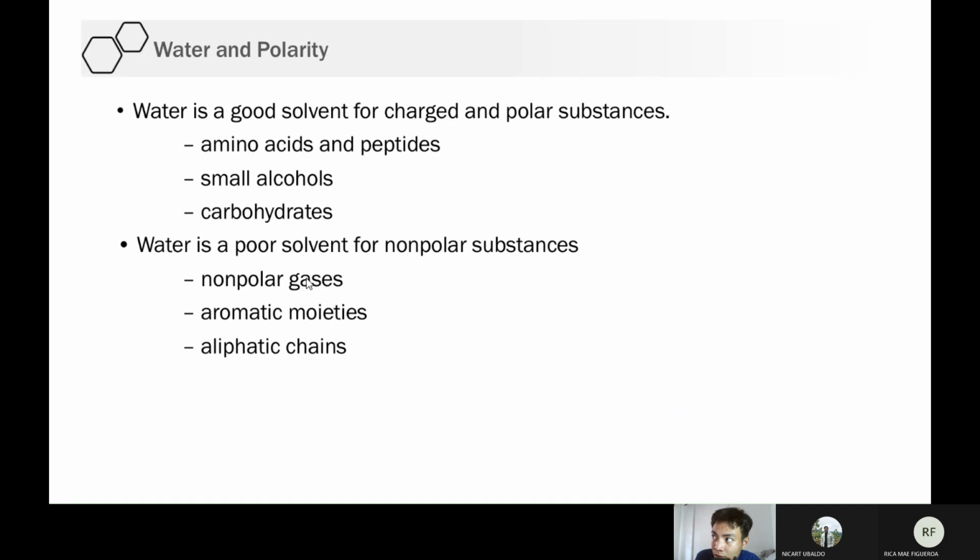Okay. So itong mga to hindi kasi they do not possess dipoles, no. Hindi dipole tong mga to. So they will not dissolve in water very well. Okay?